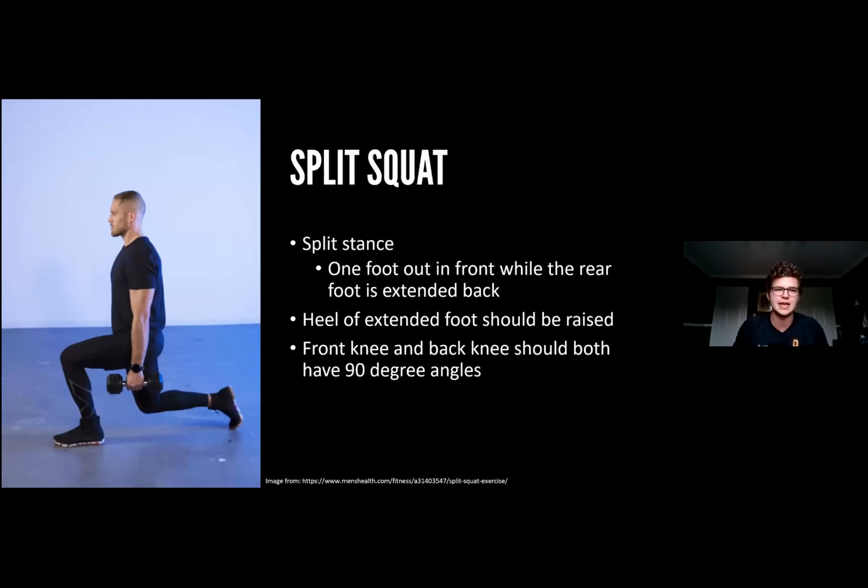So now moving into some of the unilateral, the single leg work that we talked about earlier. Here we have a split squat. We're going to start in the split stance, so one foot is out in front while the rear foot is extended back. The heel of the extended foot is raised. And we want our front knee and back knee both at about 90-degree angles. In this position, we're just going to squat using that one leg out in front of us. We can load this up either in that goblet position that we saw earlier with the athlete's palms up, or we can load it with dumbbells, as in this image here.